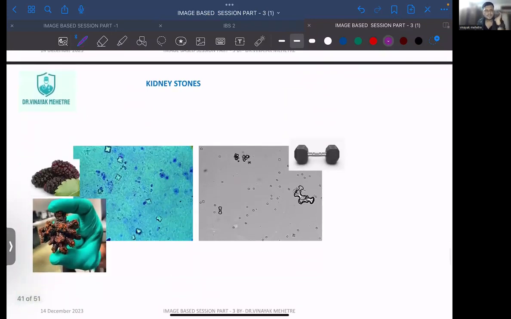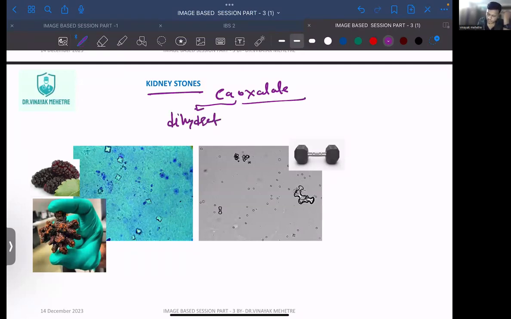Then we come to kidney stones, last topic. Most common stone is calcium oxalate. Okay, they are divided into dihydrate and monohydrate, correct? And monohydrate, right? Monohydrate stones will look like what?